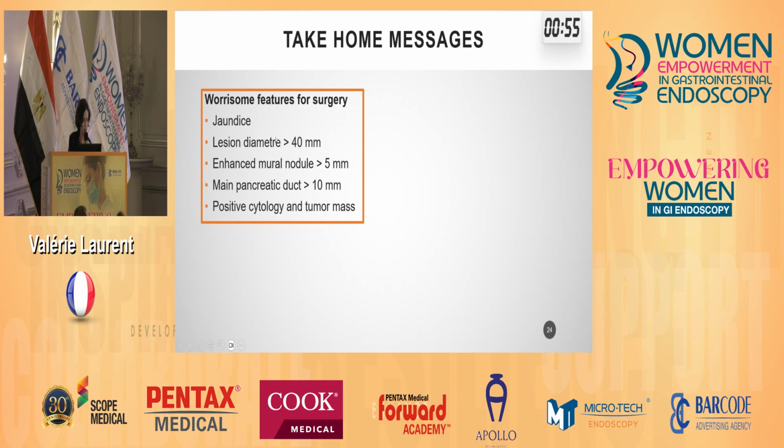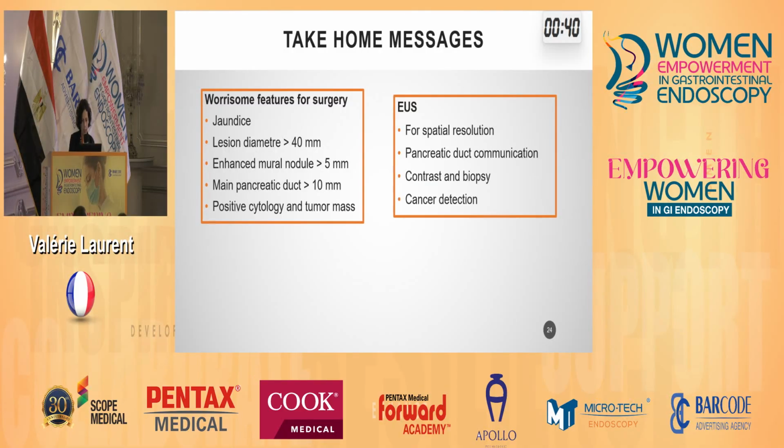The presence of jaundice, a lesion over 4 centimeters, enhanced mural nodules over 5 millimeters, a main pancreatic duct over 10 millimeters, or a positive cytology or the presence of tumor mass. EUS is a very good exam for spatial resolution to identify pancreatic duct communication, to perform contrast and biopsy, or to detect cancer.